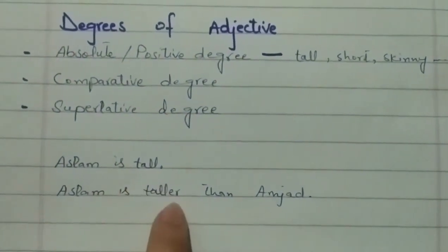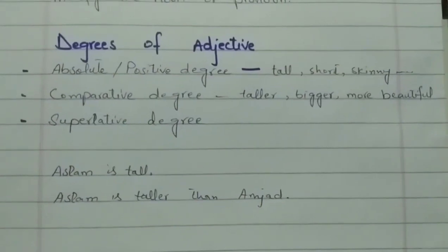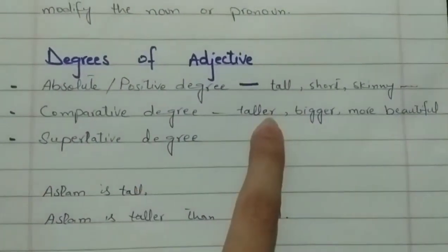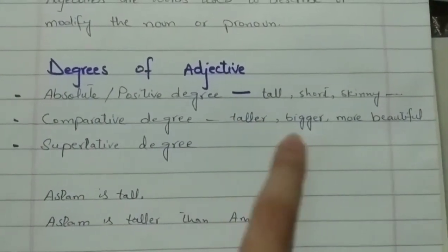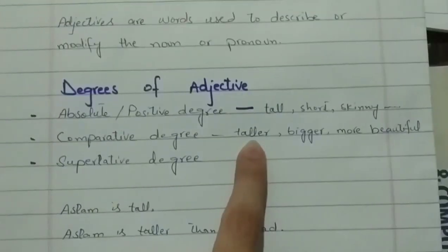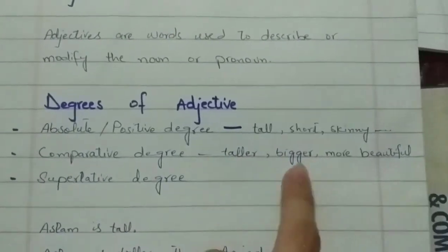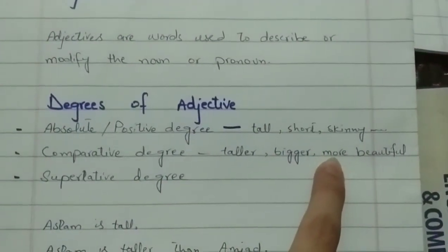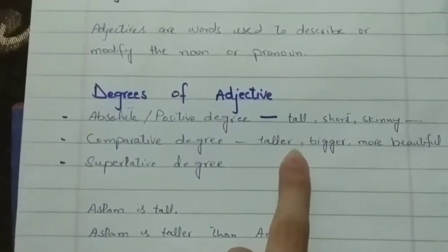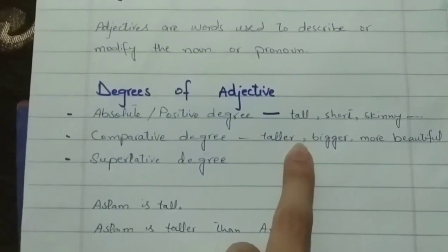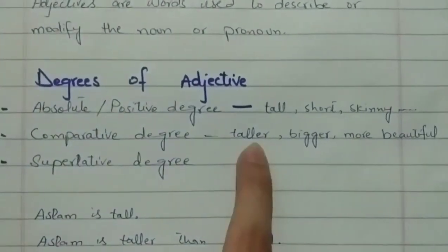ये पॉजिटिव डिग्री थी जिसके आखिर में मैंने ER लगा के उसका लेवल इंक्रीज कर दिया. तो हम ये कह सकते हैं कि कंपैरेटिव डिग्री में हम ER का इस्तेमाल करते हैं. As if I have written examples, taller, bigger, more beautiful. But the question is, in these two words, I have used ER at the end of tall and big. But why did I use more over there with beautiful? So the answer is, with one syllable word, we use R or ER, but with syllables 2 or more than 2, we'll be using the word more.